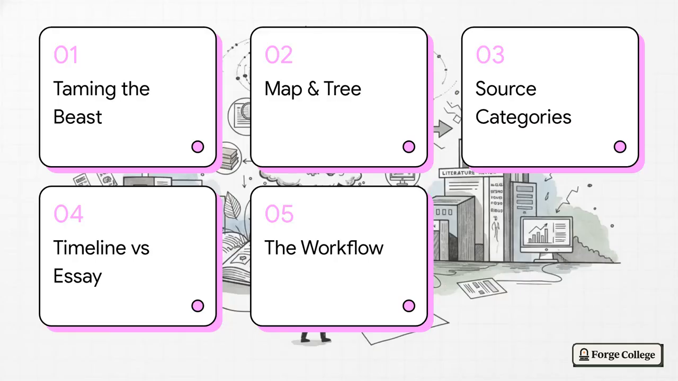Okay, here's our engineering schematic for today. We've got 5 sections. 1, taming the beast. 2, the map and the tree. 3, source categorization. 4, figuring out timeline versus essay. And finally, 5, the workflow.